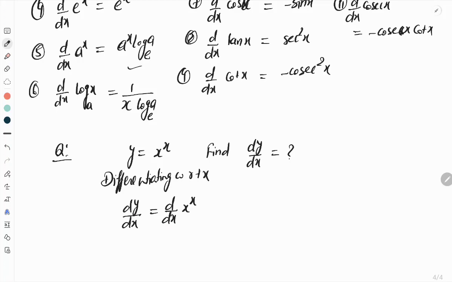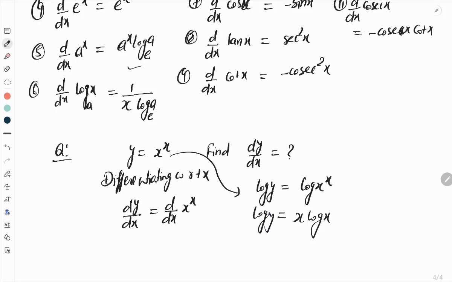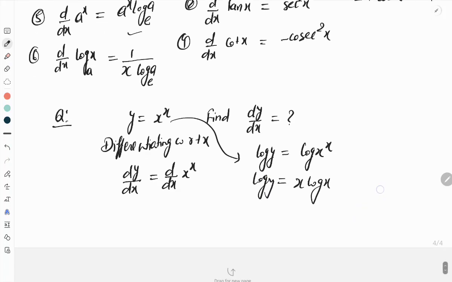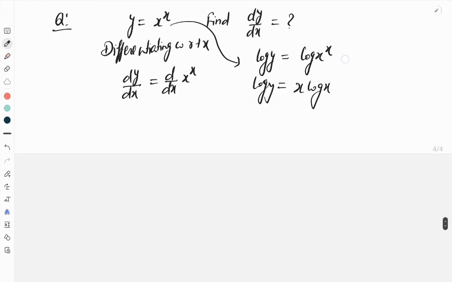So whenever a function power function is given, first take log. First I will take log y is equal to log x power x. X power x, so it will be x log x. Here it is log y. Is this clear? Okay, I'm coming back to this question. Just wait, one more thing is actually required.